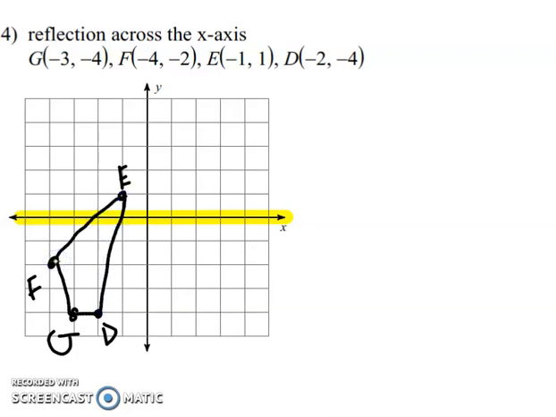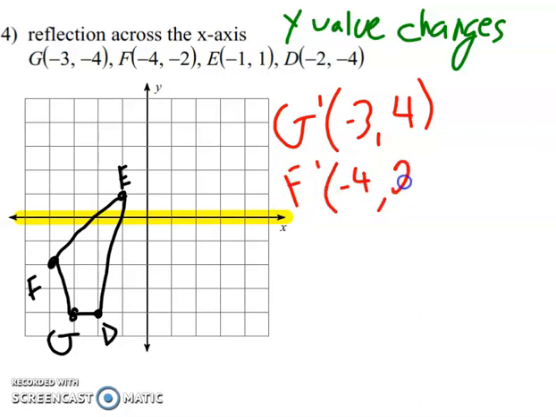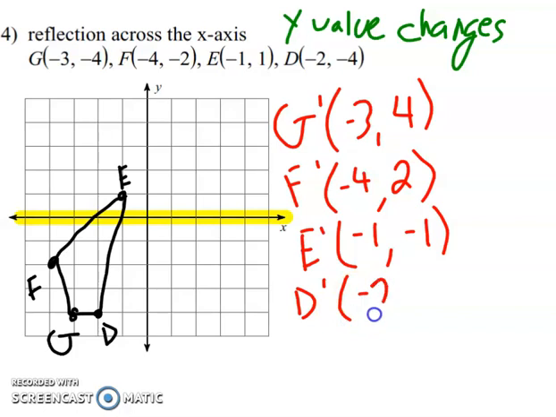So this is our pre-image, and now we're going to be reflecting over that x-axis. The rule is when we reflect over the x-axis, the y value changes. So for G prime, the x stays the same and my y becomes positive. For F prime, my x stays the same, my y becomes positive, sorry. For E prime, my x stays the same, my y becomes its opposite, so now it's negative. And for D prime, my x stays the same, my y becomes its opposite, so now it's positive.